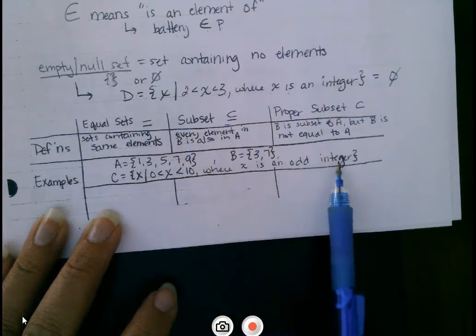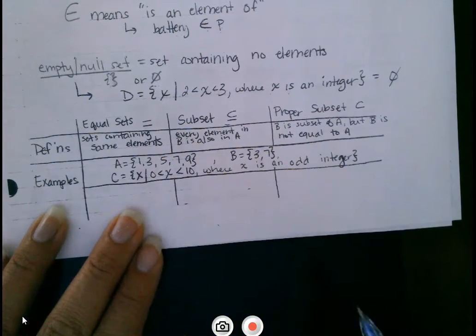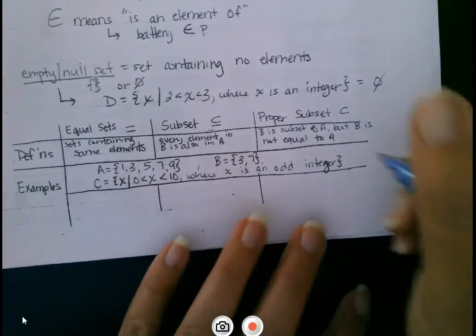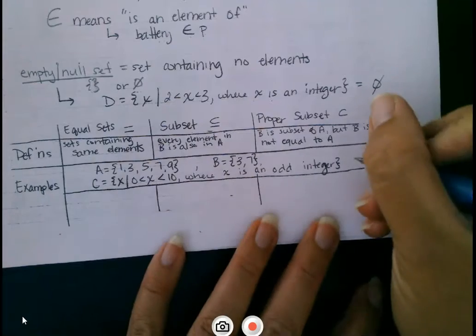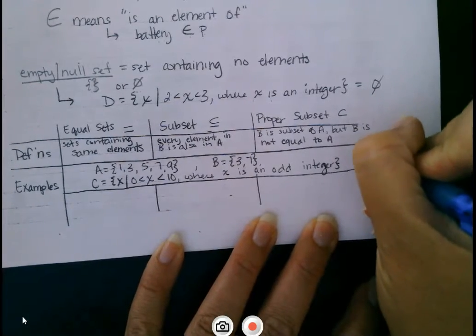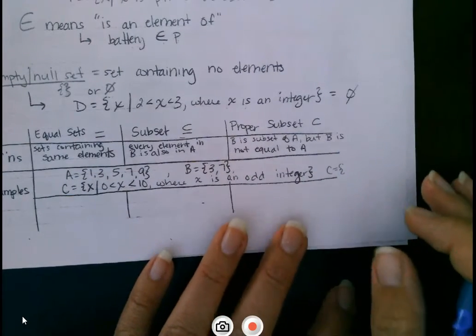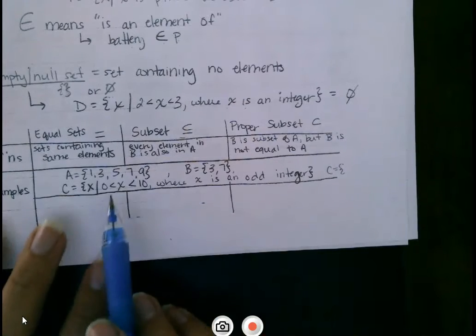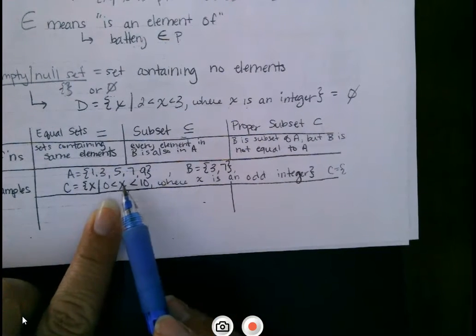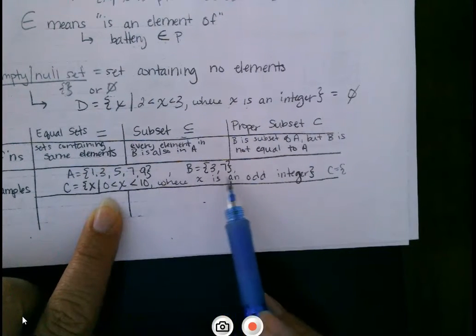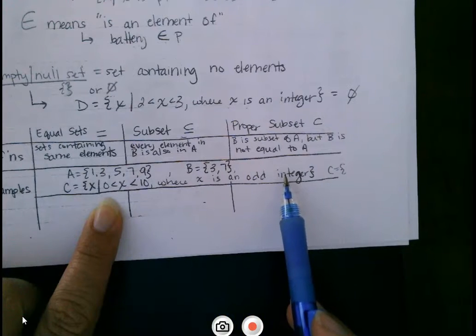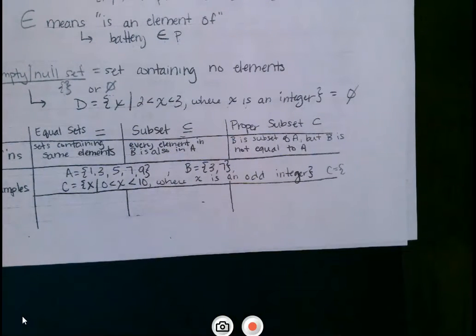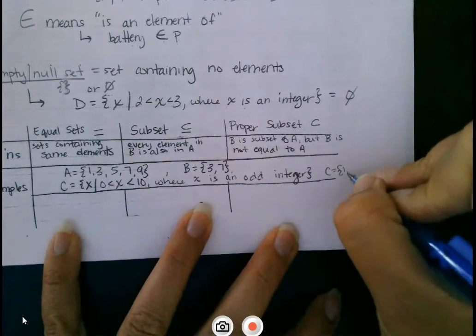is an odd integer. So let's actually go ahead and list out C. This is set builder notation. Let's put C in list notation. So it's any number X, it's saying X is greater than 0, but less than 10. But X is an odd integer. So what's the number that's greater than 0 that's odd? What's the first one? 1. Okay. 1.